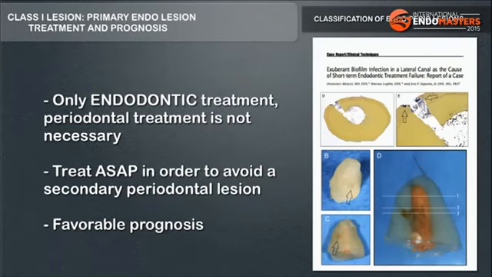Treatment and prognosis of class 1 lesions. Once the diagnosis has been made, it is necessary to treat quickly in order to prevent the development of a secondary periodontal lesion. Primary endodontic lesions have a favorable prognosis, and one can therefore expect complete healing after endodontic therapy. Periodontal treatment is not needed.